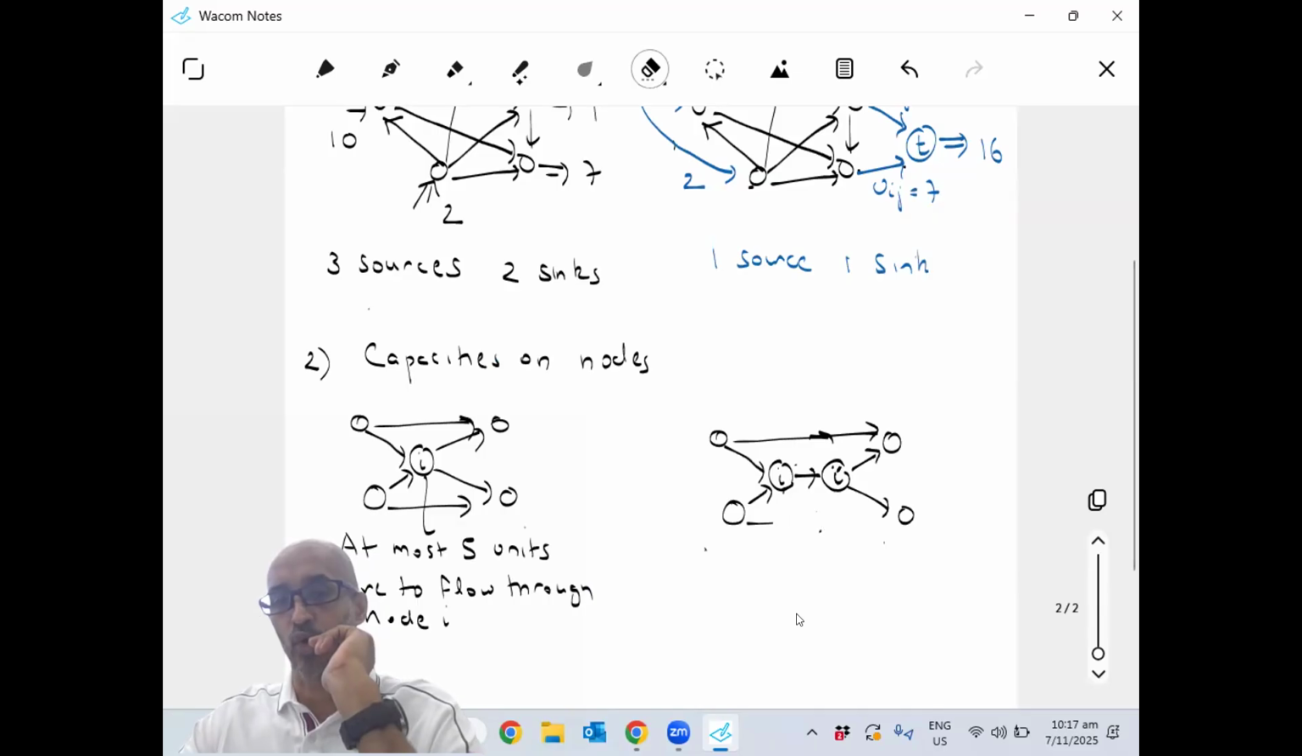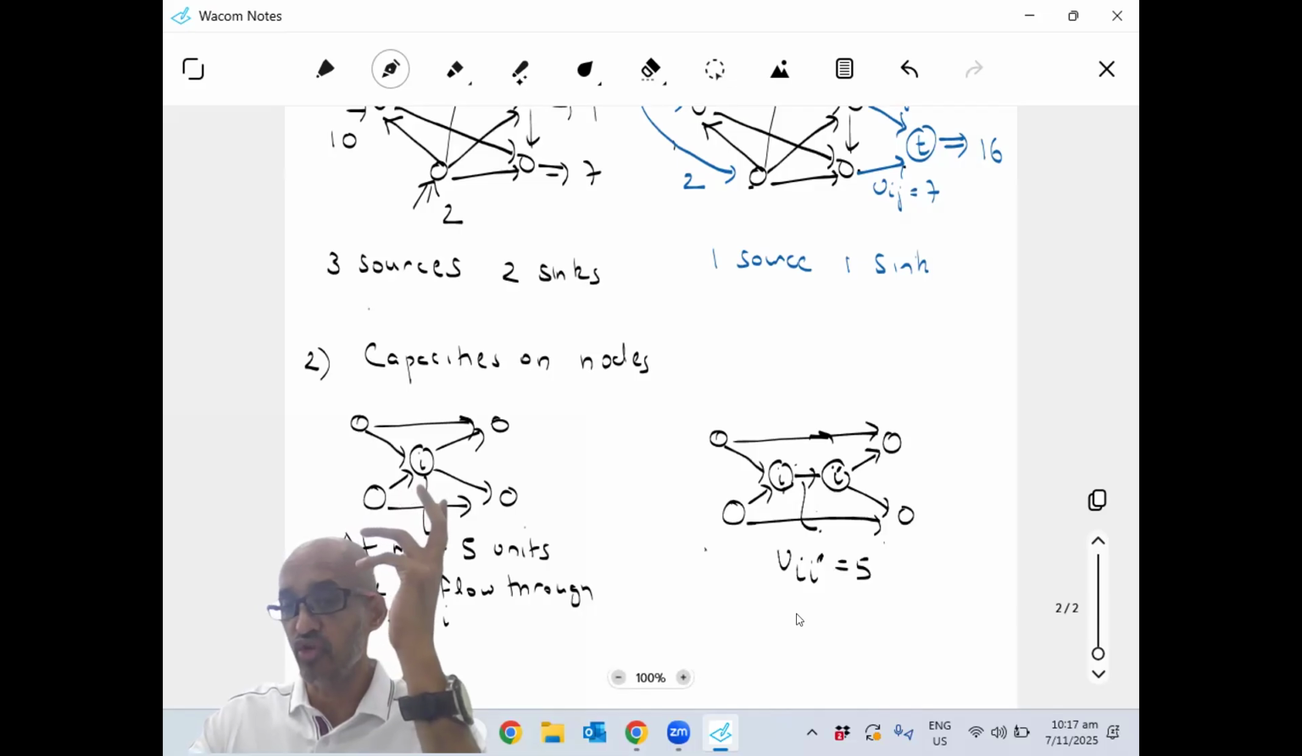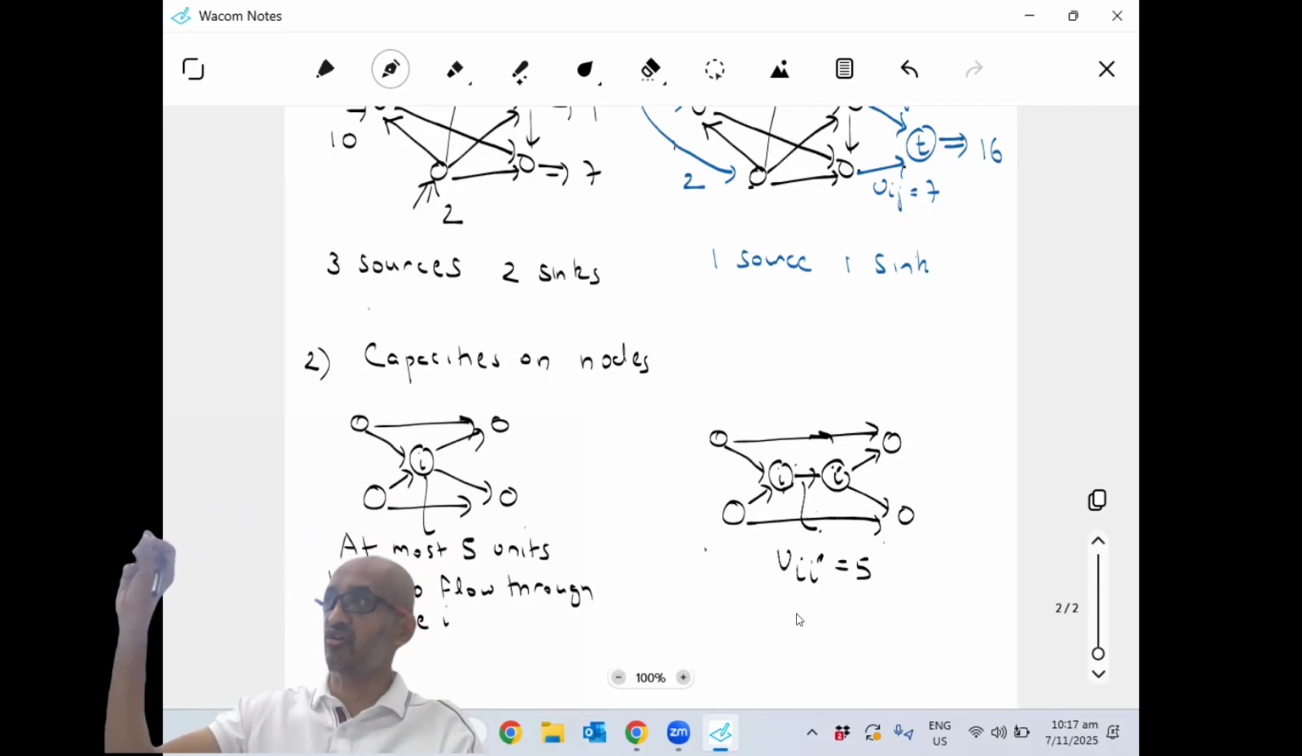And what do I do? I simply say that the capacity of this link, the upper bound from I to I dash, is 5. At most 5 units can flow here, so this will force the flow here to be at most 5. The only reason I'm doing this is that it preserves the network flow structure. That means there is only flow conservation at nodes and capacities on links.